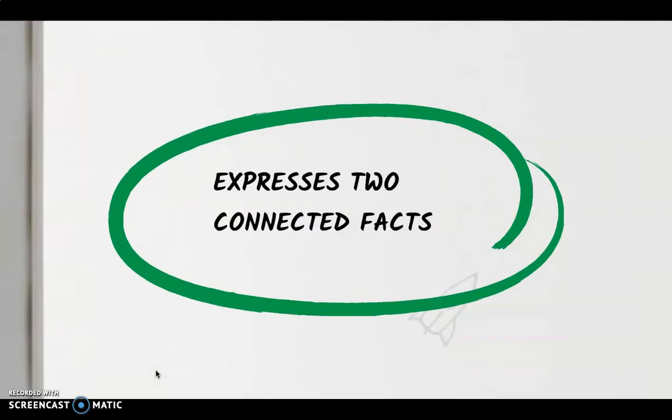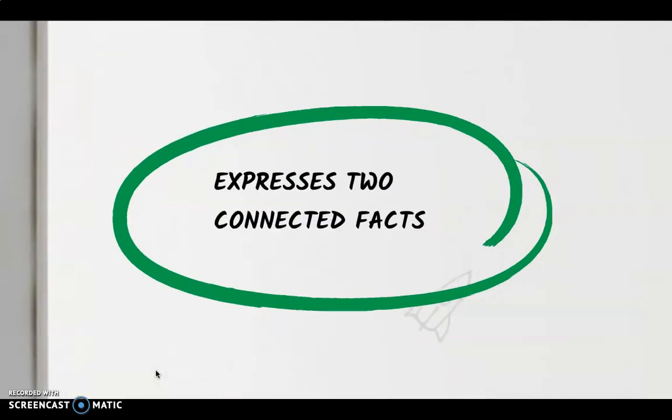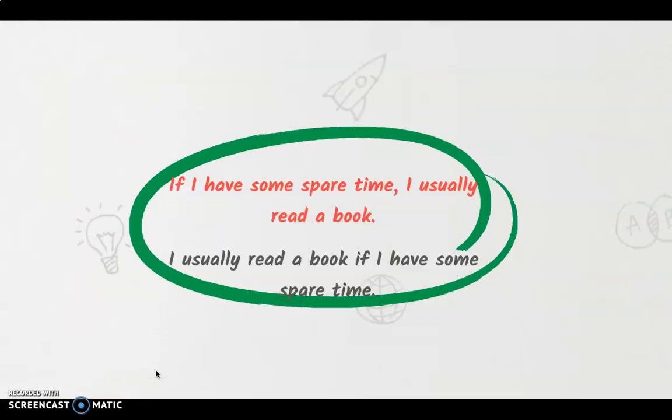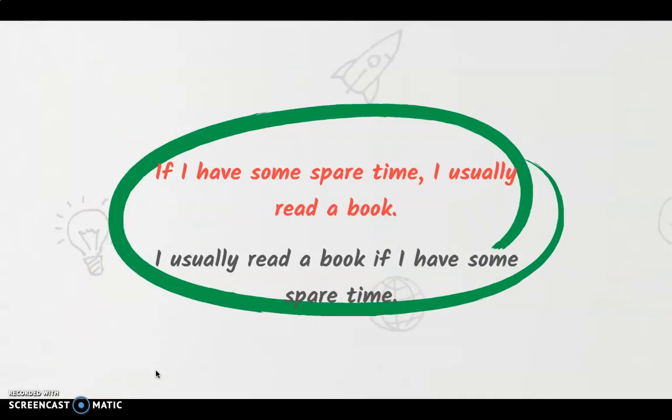Now, the zero conditional expresses two connected facts. For example, if I have some spare time, I usually read a book. Fact number one, I have some spare time. Fact number two, I read a book. I could also say, I usually read a book if I have some spare time.